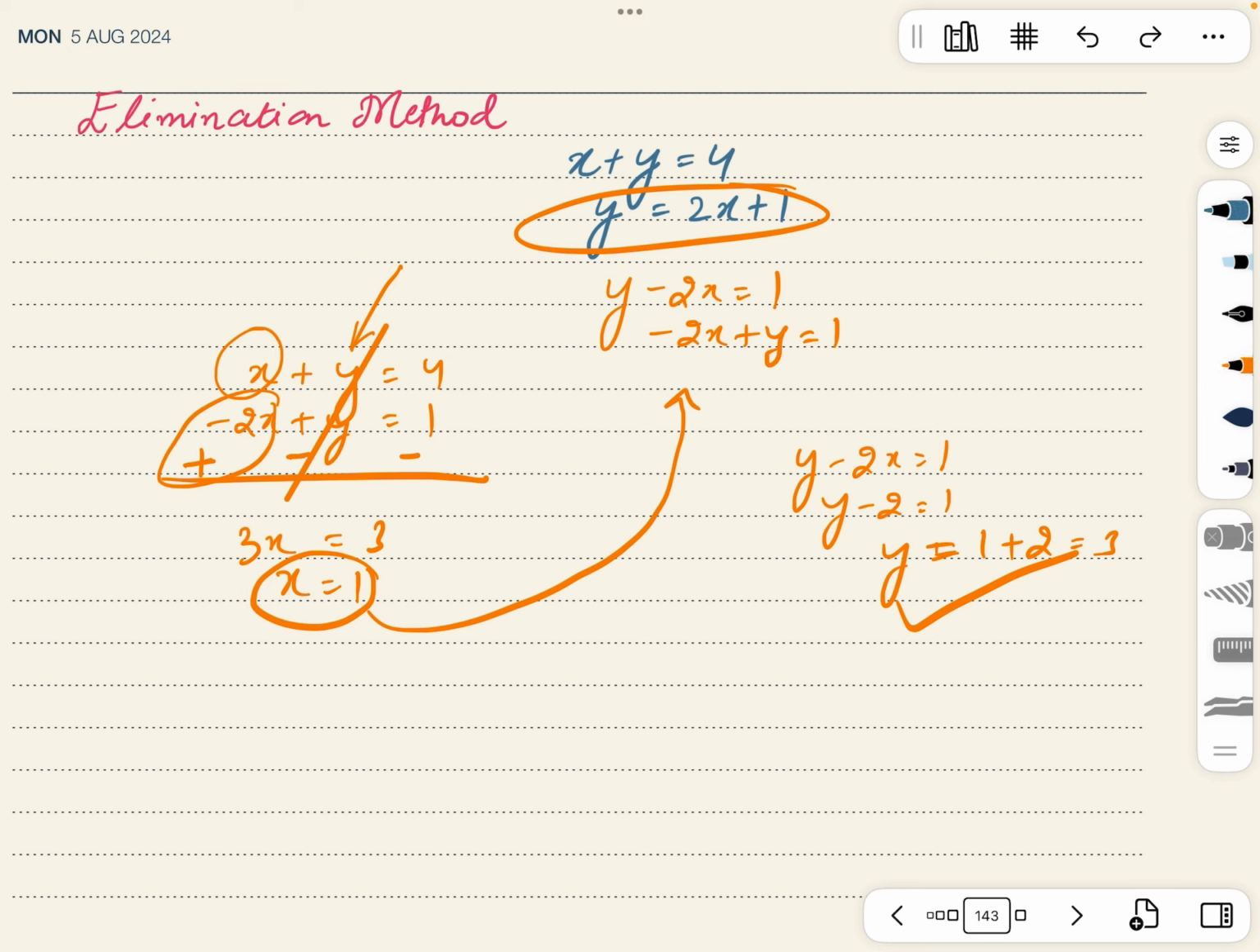So this just gives you an idea that whichever method you are using, just be correct in the calculations and you'll be absolutely getting onto the right solution.